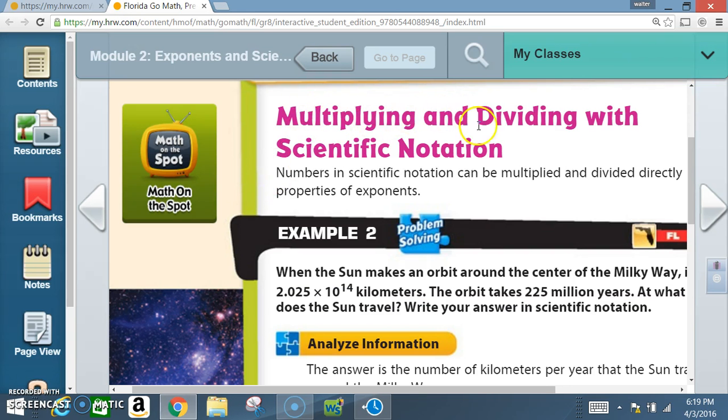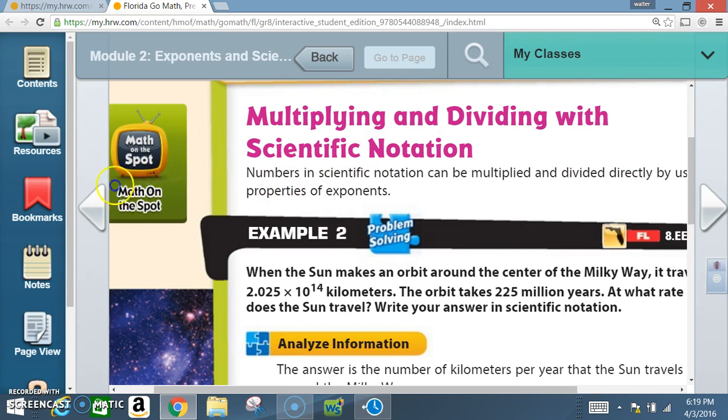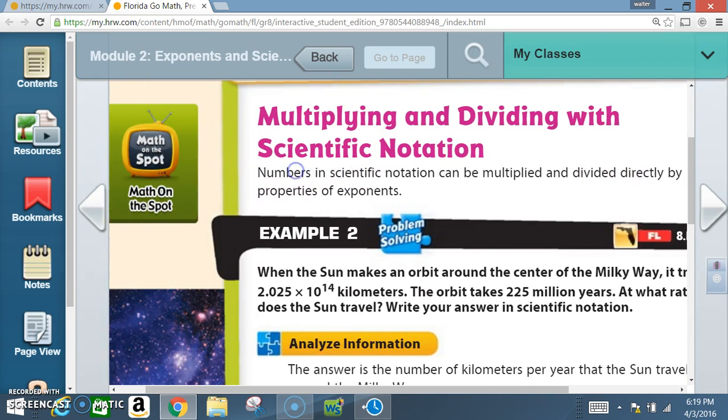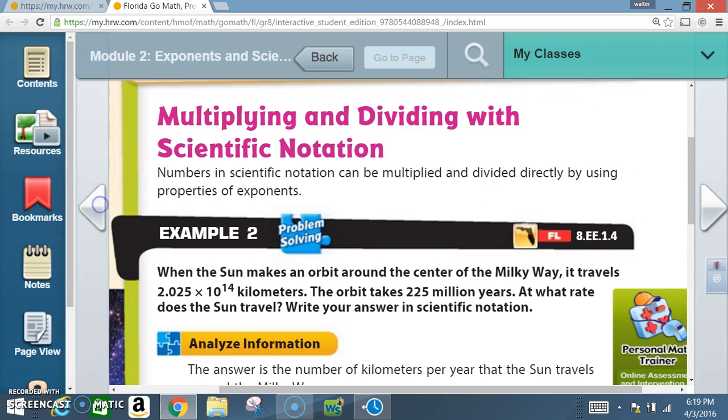Okay, multiplying and dividing with scientific notation. Numbers in scientific notation can be multiplied and divided directly by using properties of exponents.